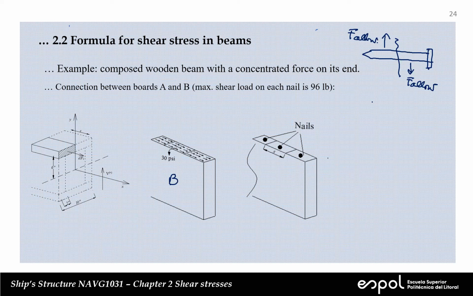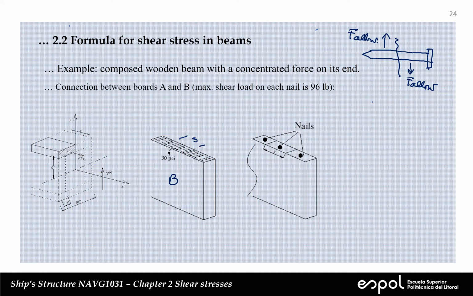Now, this is the distribution of stress, and the value is 30 pounds per inches square. This shear stress has to be sustained by the nails. And each nail can develop a force of 96 pounds. On the right here, let's suppose that we have these nails separated a distance S. So this distance is this distance here.